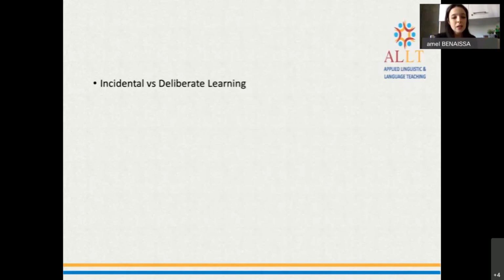So this is why deliberate learning, or learning in the classroom, is needed, and it's the job of the teacher to try to design some activities and tasks that can really enhance the conscious effort of memorizing words and also using them actively.